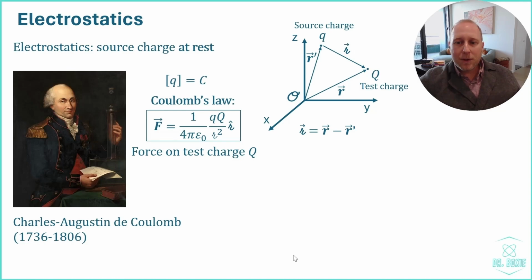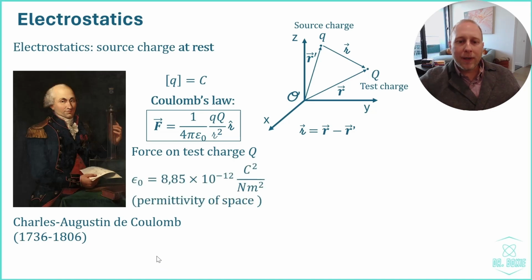Now, what does this force tell us? What does this equation tell us? Well, first of all, there is a 1 over 4 pi epsilon naught at the front of the expression, where epsilon naught is known as the permittivity of space. It is some constant of nature, and its value is approximately 9 times 10 to the minus 12 Coulomb squared over Newton meter squared. It's a tiny number.